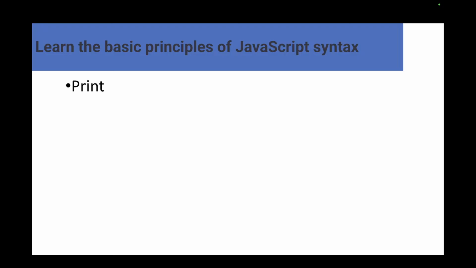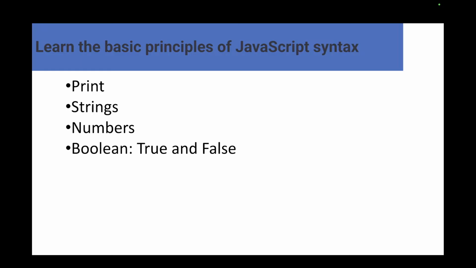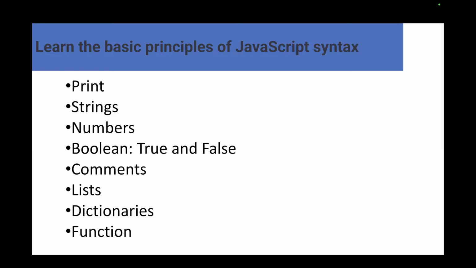So all programming languages have some common items. Suppose print is one kind of common item. Then string is one kind of data type. Then number is one kind of data type. Then boolean, true and false, is one kind of data type. Then comment, all programming languages use comments. Then also list, dictionary, function, loop, for loop, while loop. These types of things are the common items of programming languages. It can be C++ or Python or JavaScript. Every programming language has some common items. Same for JavaScript and Python.